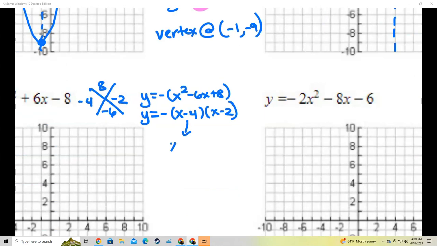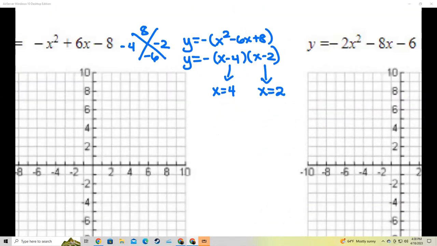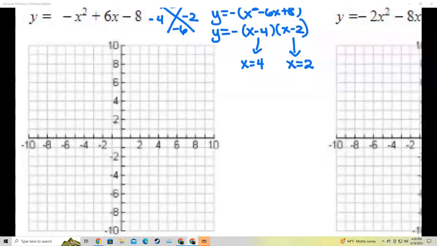In order for me to get a 0 here, I need x to be 4. In order for me to get a 0 here, I need x to be 2. These are my roots. These are my zeros. These are my x-intercepts. So on the x-axis, I get to plot these at 4 and at 2. Those are my two x-intercepts. The first x-intercept is at (4, 0). The other x-intercept is at (2, 0).